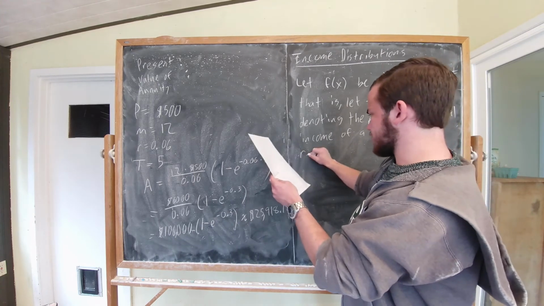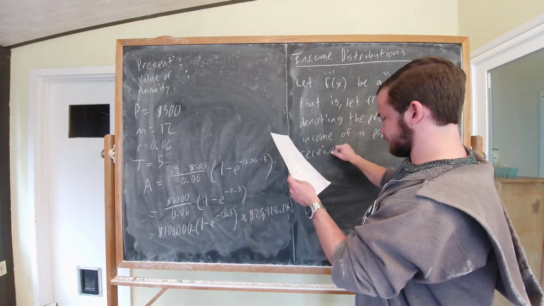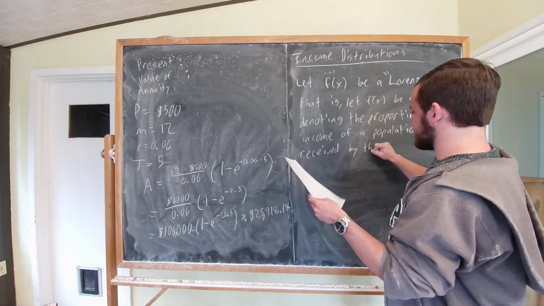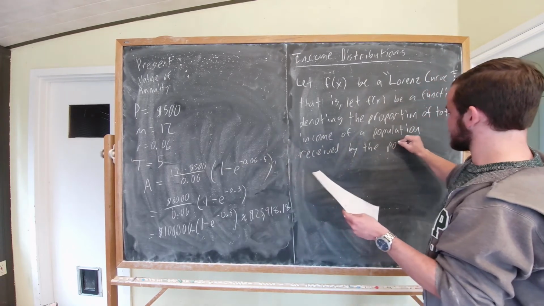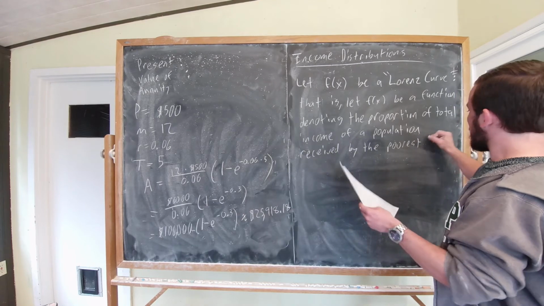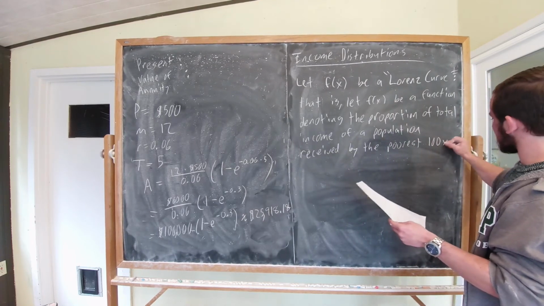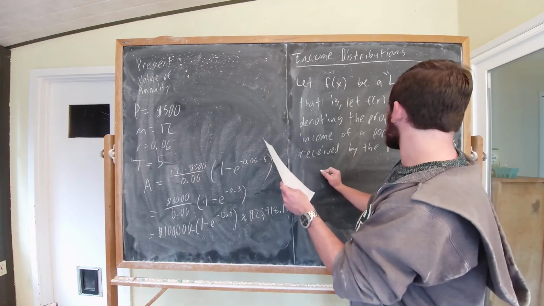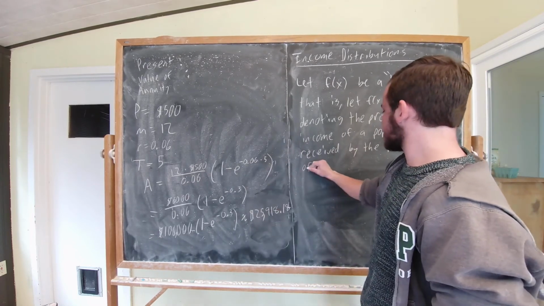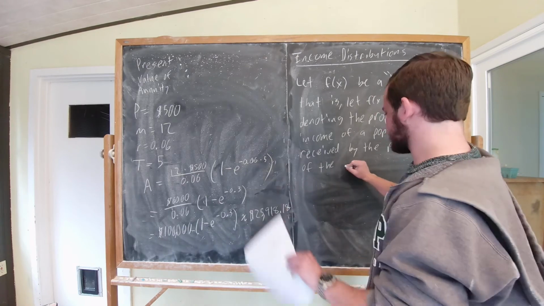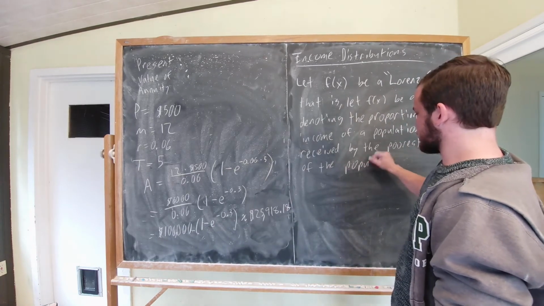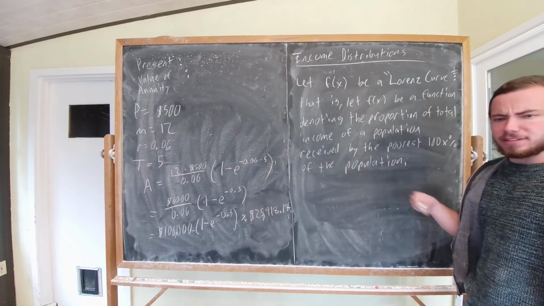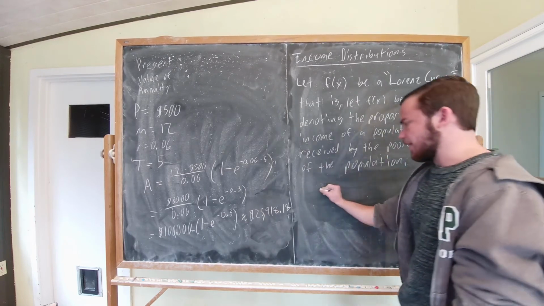received by the poorest 10%, or not the poorest 10%, the poorest 100x percent of the population. So that's kind of an abstract definition. I think an example would help.